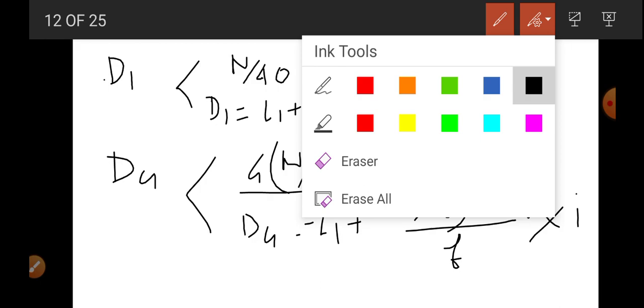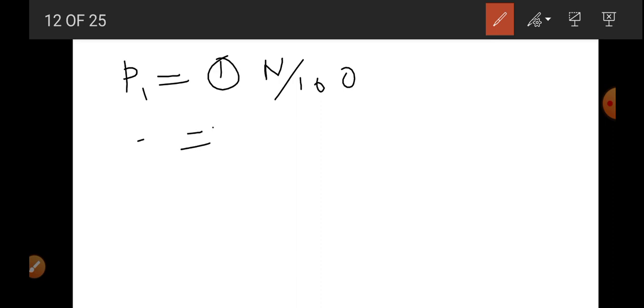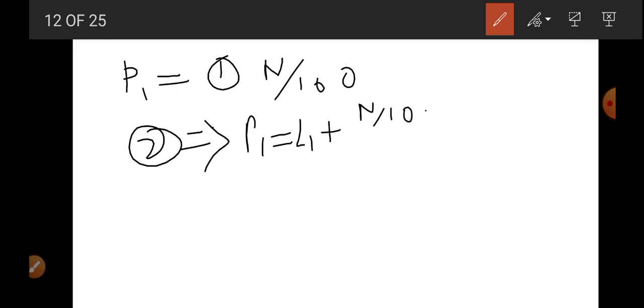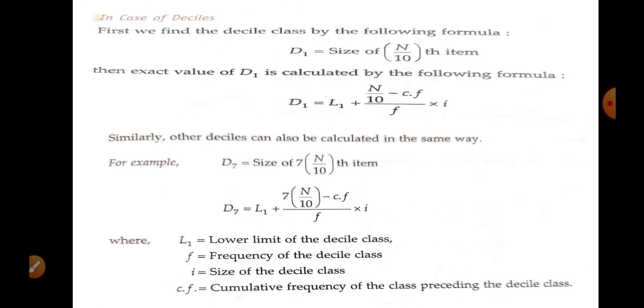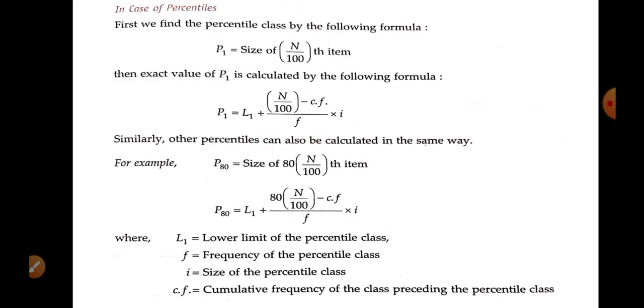Okay student, now come to the next, percentile. If you want to calculate percentile, the first equation you use is n upon 100, and for the P1 exact value we use the second equation, that is P1 is equal to L1 plus (n upon 100 minus CF) upon F multiplied by I. So I think you are able to understand. Okay, it is just like the median. So here once again are all the equations. Okay, so now we are going to calculate using these equations.